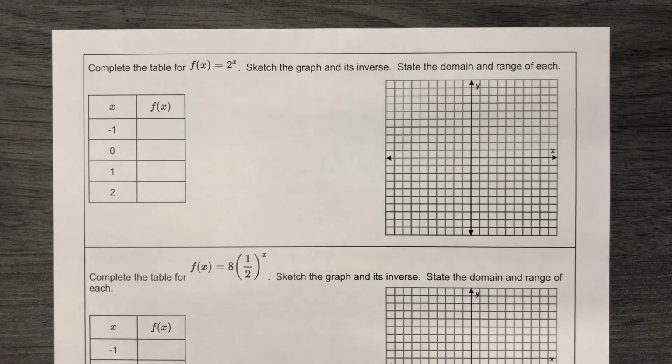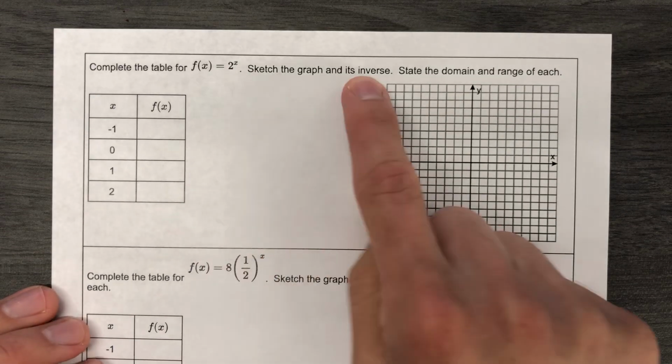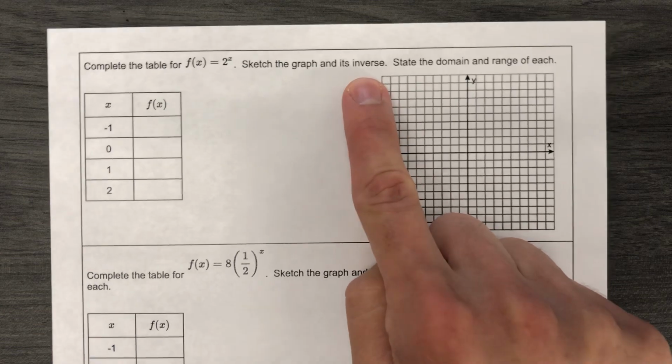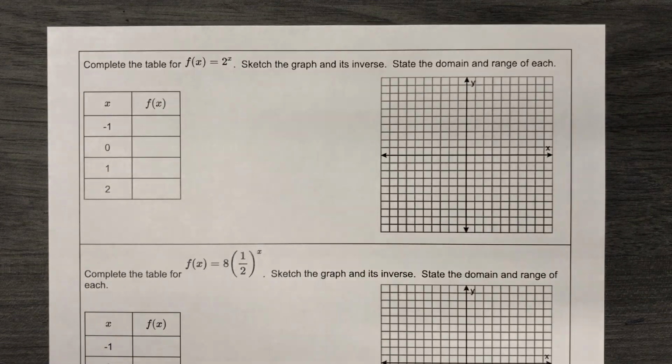Okay, let's complete this table for 2 to the x. We're going to sketch the graph and its inverse, and then state the domain and the range of each. Now, I did not say find the equation of the inverse. That's not in this lesson. So let's complete the table, and this will be rather common sense.